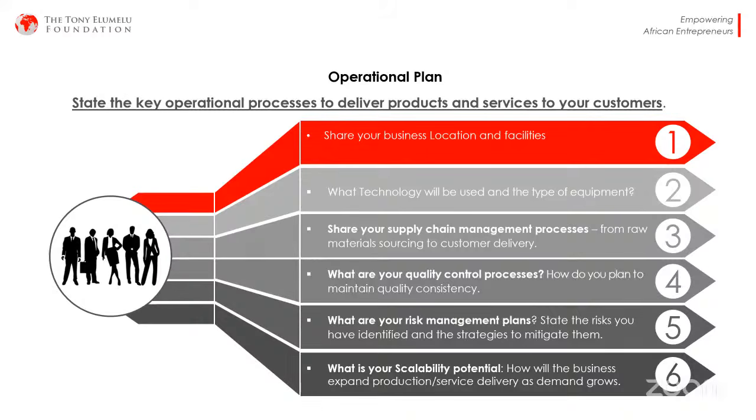Then your supply chain management processes so that raw material sourcing is efficient and effective. There's no delay in your raw material sourcing if you're into production. What quality control process from raw material sourcing? Because if your raw material is defective, you have defective product.